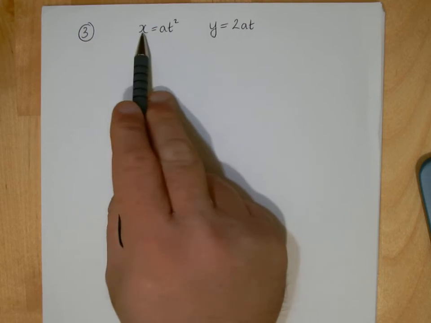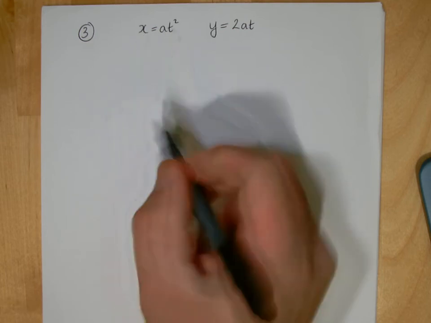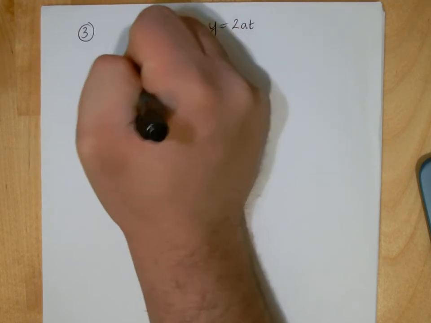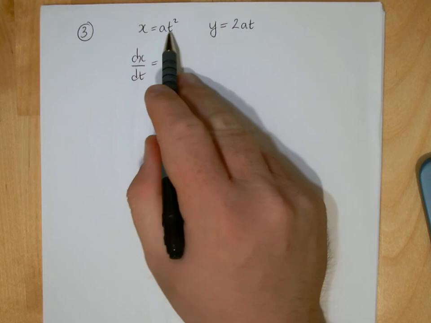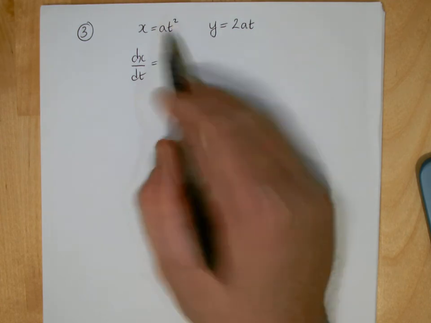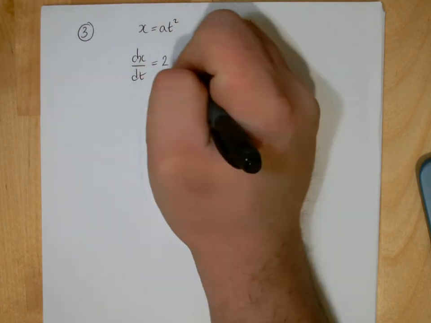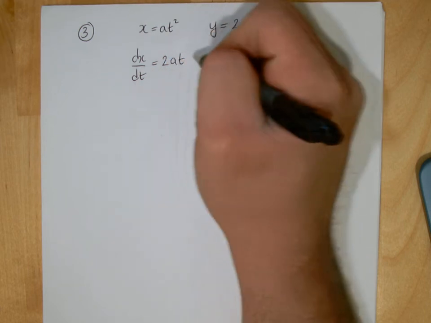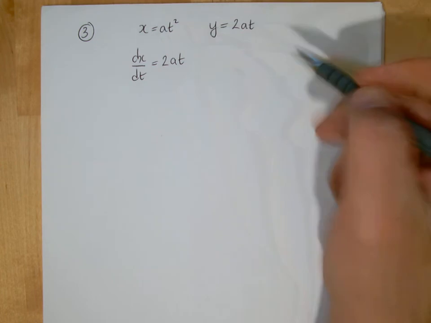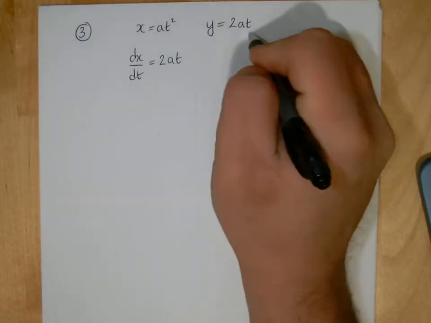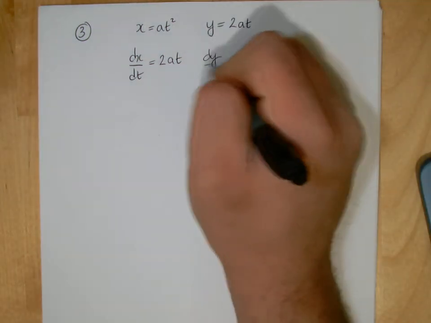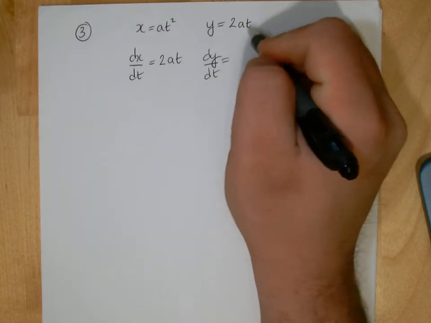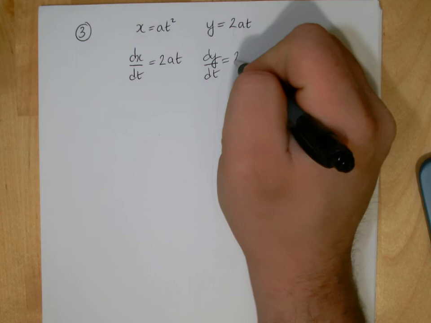We've got to think of this as x in terms of t, so we'll differentiate that, so we get dx by dt. And of course, when you differentiate the t squared, the 2 comes down and times in front, and you've got the a there as a constant. And then the power becomes 1, because you reduce that by 1. Same here, we've got y in terms of t, so dy by dt will be, because it's just a t, it'll just become 1 when you differentiate it, so you've got 2a there.